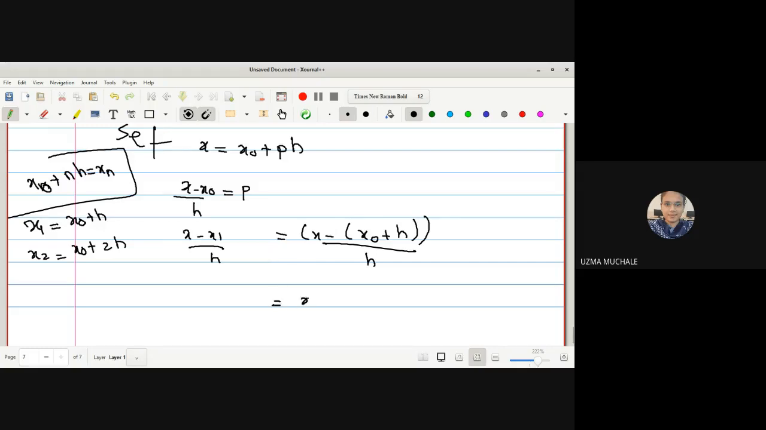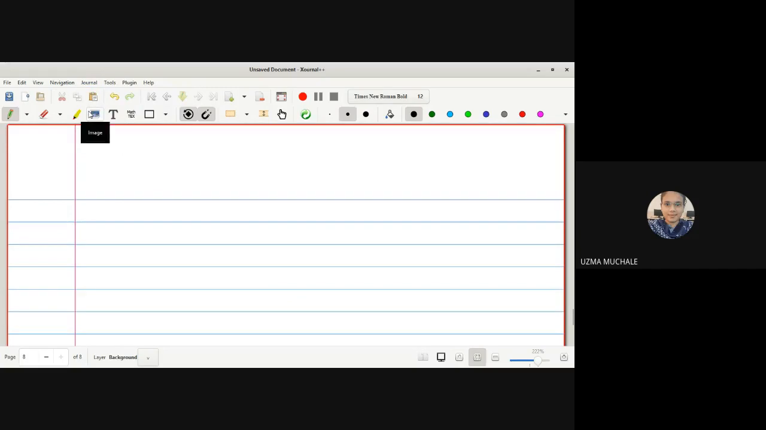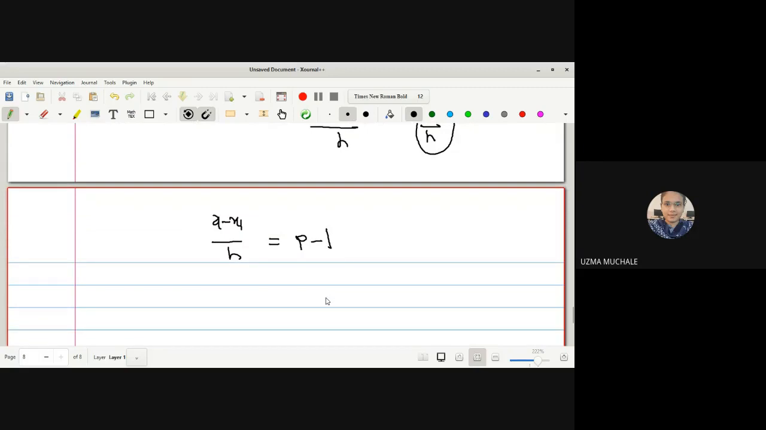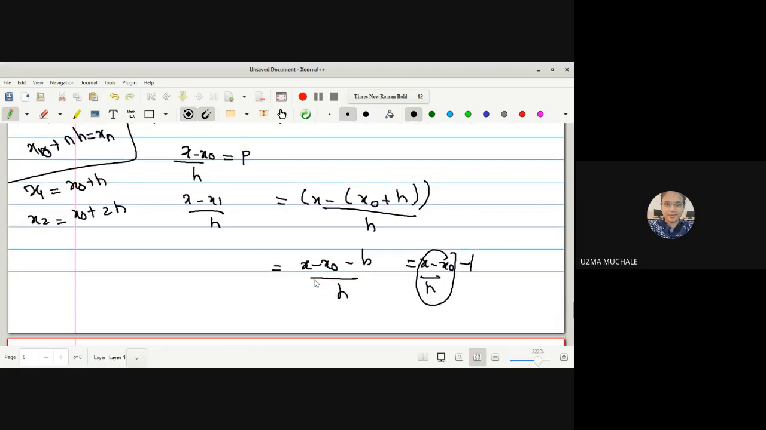So we can get this as x minus x naught minus h divided by h, which is equal to x minus x naught divided by h minus 1. So x minus x1 divided by h is equal to p, the value of this term we have substituted as p, and minus 1 as it is. Similarly, we can write for x minus x2 divided by h will be p minus 2.